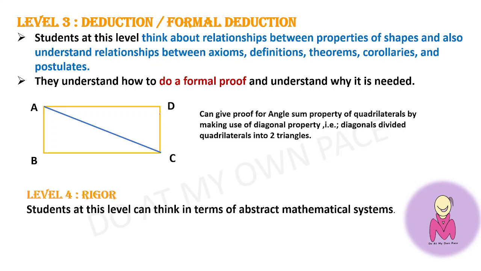The students at this level can think in terms of abstract mathematical systems. An abstract mathematical system is nothing but if you are able to do the given word problems of geometry, the abstract thing, then you are at the rigor level. So that is the abstract thing. If something is given, you can analyze it, you can think, you can extract the data from there, and you can solve that, then you are at the rigor level. I think we are all at the rigor level.